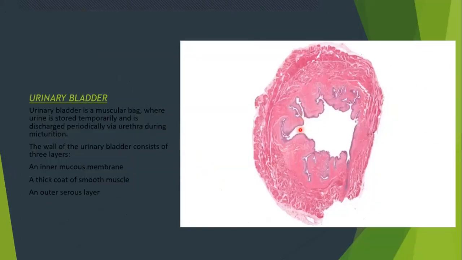Then let's look at the urinary bladder. Its histology is similar to that of the lower parts of the ureter. So you can see here, it is a muscular bag where urine is stored temporarily and it's discharged periodically via the urethra during urination or micturition. The wall of the urinary bladder consists of 3 layers: mucosa, muscularis externa, and serosa or adventitia.